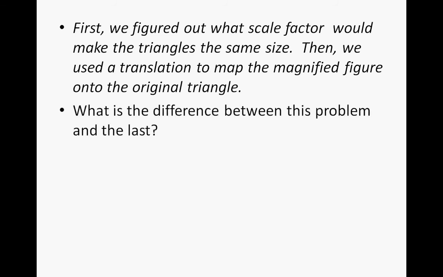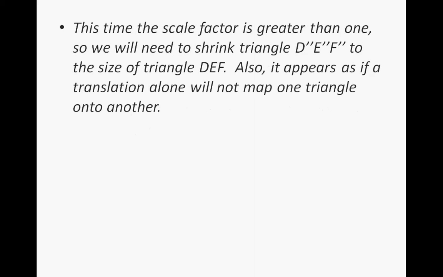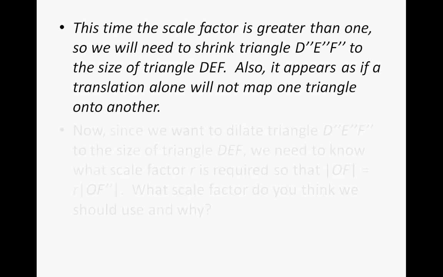So what is the difference between this problem and the last problem? Go ahead and take a look at the two of them and see what is different. Well, this time the scale factor is greater than 1, so we will need to shrink D double prime, E double prime, F double prime to the size of triangle DEF. And it also appears as if the translation alone will not map the one triangle onto the other. So paying attention to the labels of the points is very important.